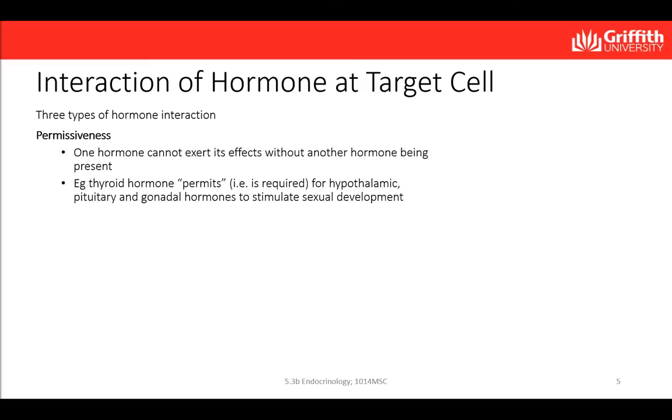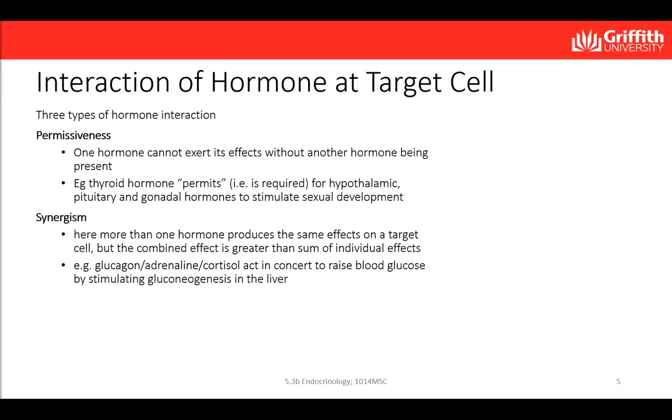In this slide, we'll look at the three types of hormone interactions. Permissiveness is a situation in which one hormone cannot exert its full effects on the target cell without other hormones being present. For example, thyroid hormone is necessary for hypothalamic, pituitary, and gonadal hormones to stimulate sexual development. The absence of thyroid hormone can delay reproductive development, even in the presence of the hormones mentioned just before.